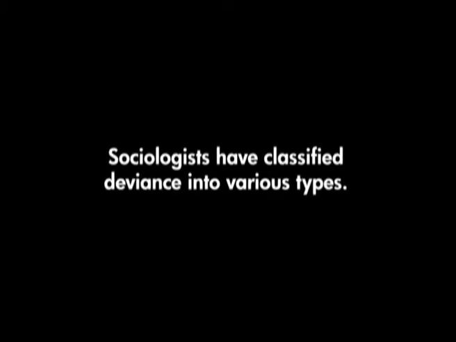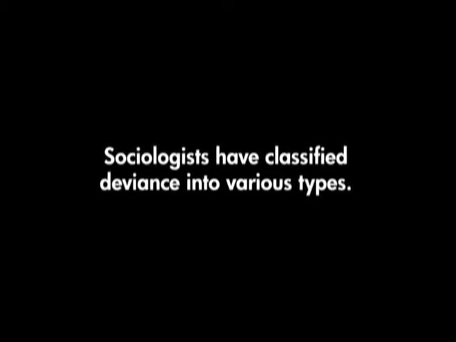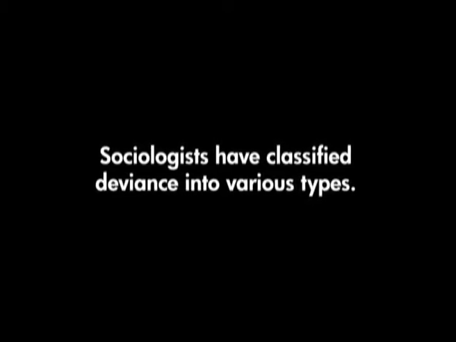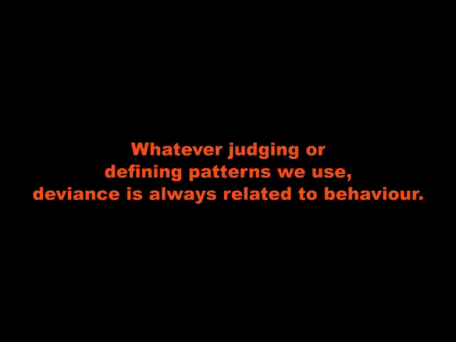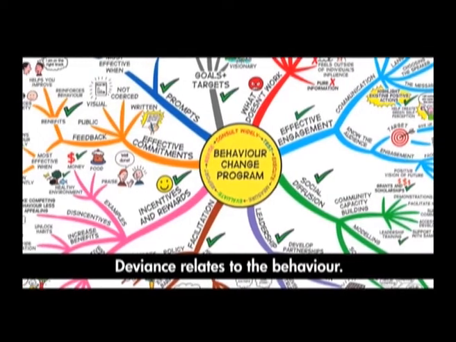Now we shall discuss the different types of deviance. There are three types of deviances. Many sociologists have classified deviance into various types. When we talk about social deviance, we have to first think about behavior. Whatever the defining pattern that is used, deviance is always related to behavior. Let us see the three types of deviance now.